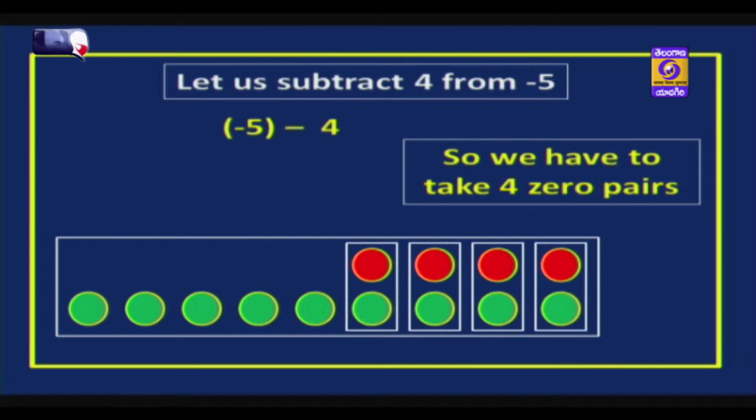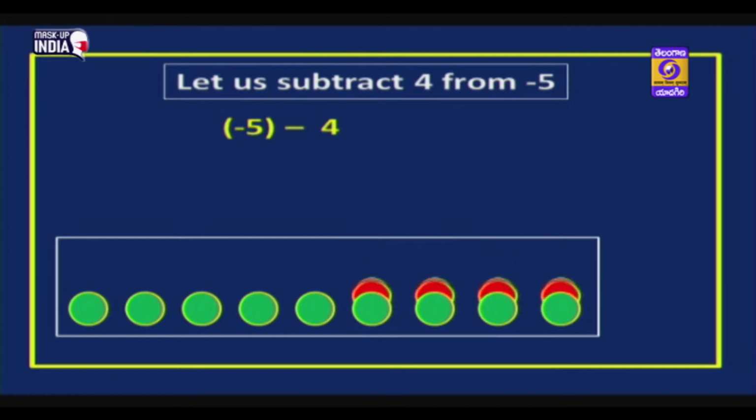Now, out of these 4 zero pairs, what are the positive ones here? All red ones are positive ones. Now, since there are positive 4, we are subtracting, so we remove all these 4 red coins. Once we remove all these 4 red coins, we are left with only green coins. Now count the number of green coins, children. Yes, they are 9. That means it represents minus 9. So, children, minus 5 minus 4 is equal to minus 9.